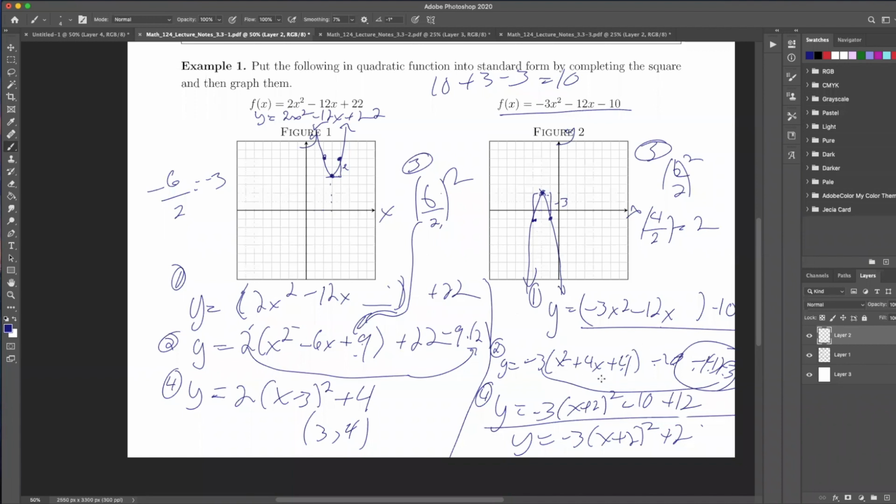So here when we complete the square, b squared over 2 is 2. It's easy to do. All right, so that's how you do these two. I'll leave that up for a second, then we'll go to the next page.